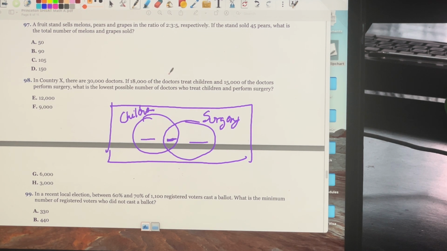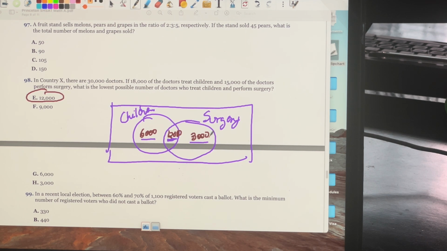I would do a guess and check, personally, on this one, because I don't have enough information. So let's say I put 12,000 over here. The number of doctors to treat children is 18,000. That means this would be 6,000, right? And doctors who do surgery is 15,000 minus 12,000 gives you 3,000.